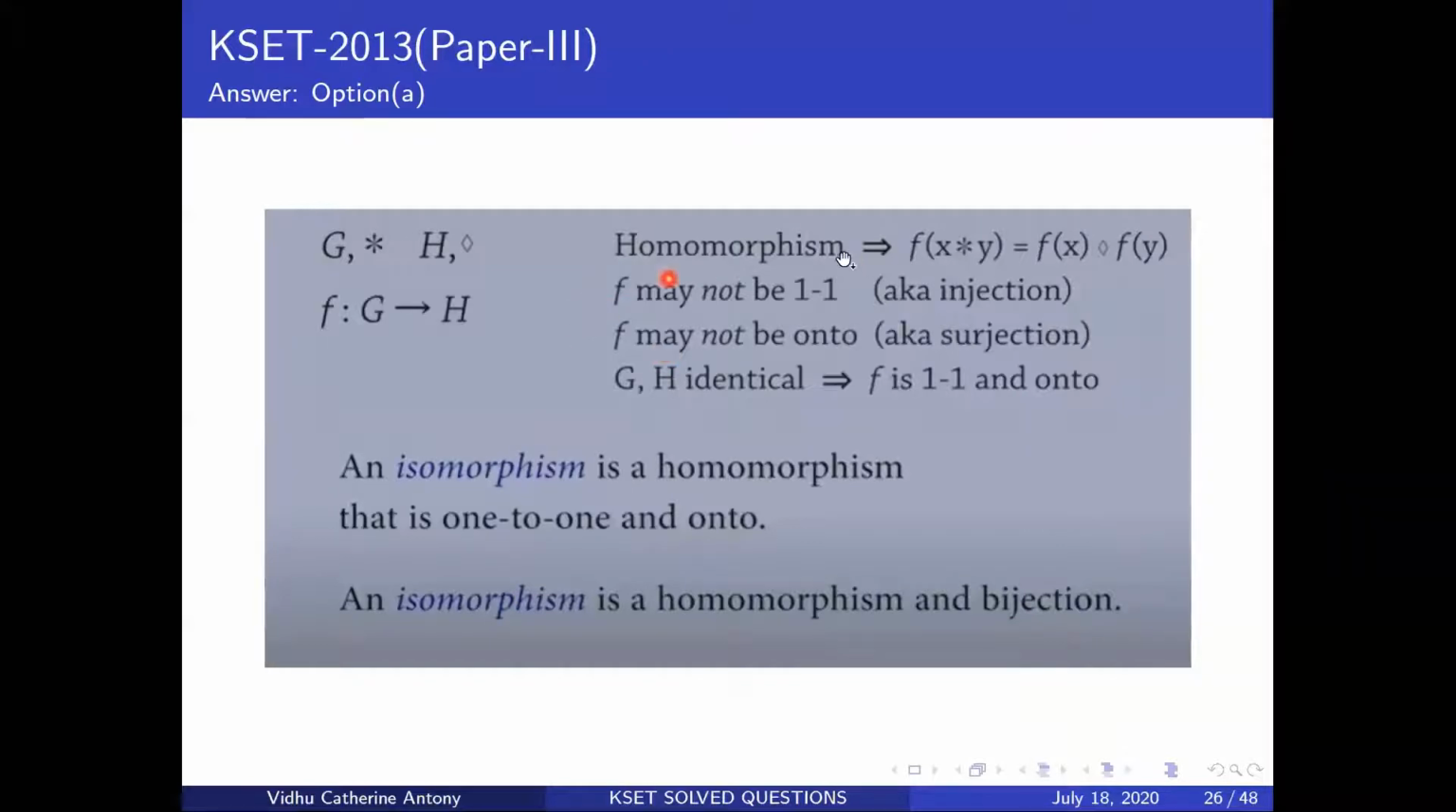Your homomorphism may not be one-to-one. One-to-one is also known as an injection, and a homomorphism may also not be onto. Onto is basically your surjection, and together these give you a bijection. So an isomorphism is a homomorphism that is one-to-one and onto, or an isomorphism is a homomorphism and a bijection.